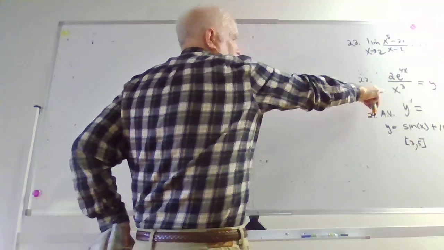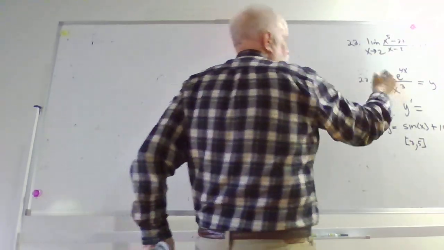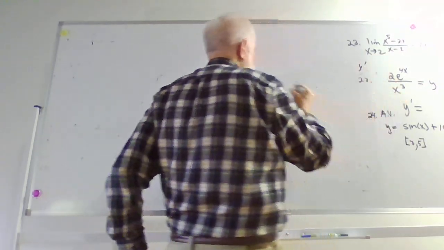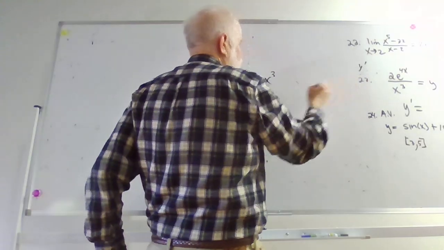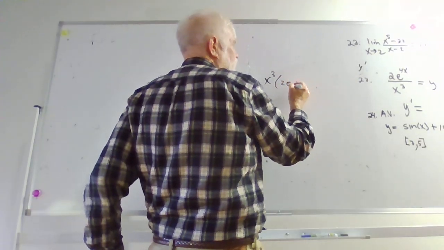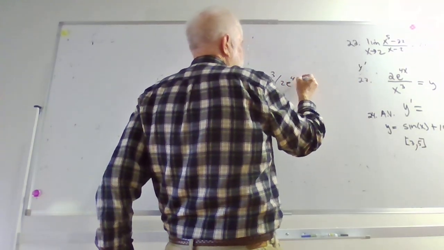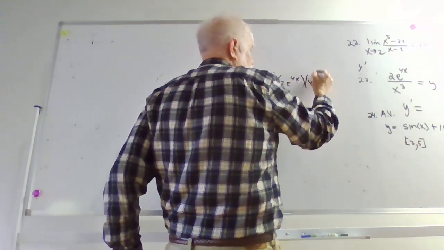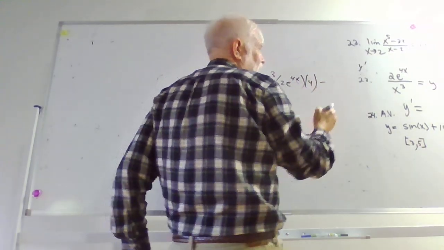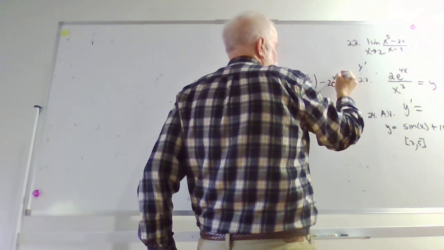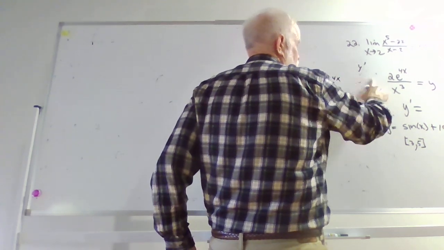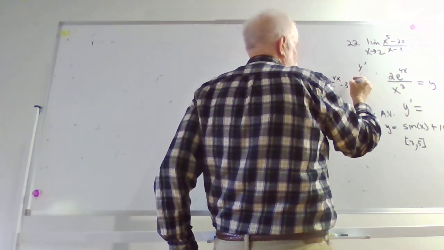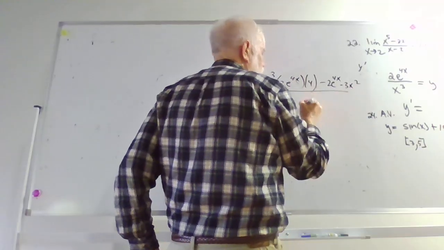Quotient rule, low. All we're trying to do is find y prime for that. Low d high: the derivative of 2e to the 4x is itself times 4, chain rule. Minus high, 2e to the 4x, times the derivative of low, 3x squared, all over low squared, which is x to the 6th.